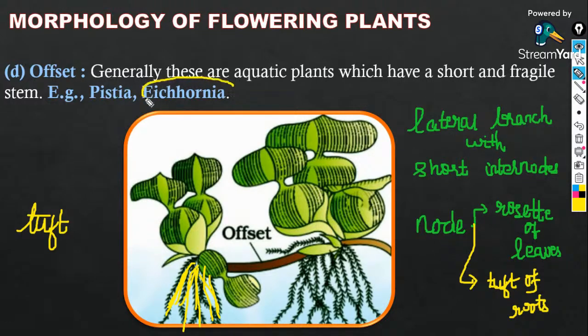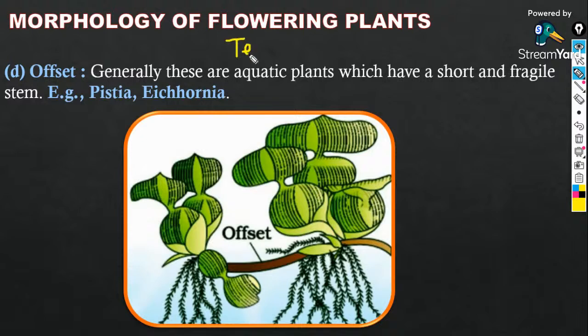Guys, this Eichhornia was not a native Indian species. It was actually taken from other countries for its beautiful flowers. I hope you might have seen the water hyacinth with beautiful violet colored flowers. This Eichhornia is referred to as the terror of Bengal. Why? Due to this offset formation, what happens?